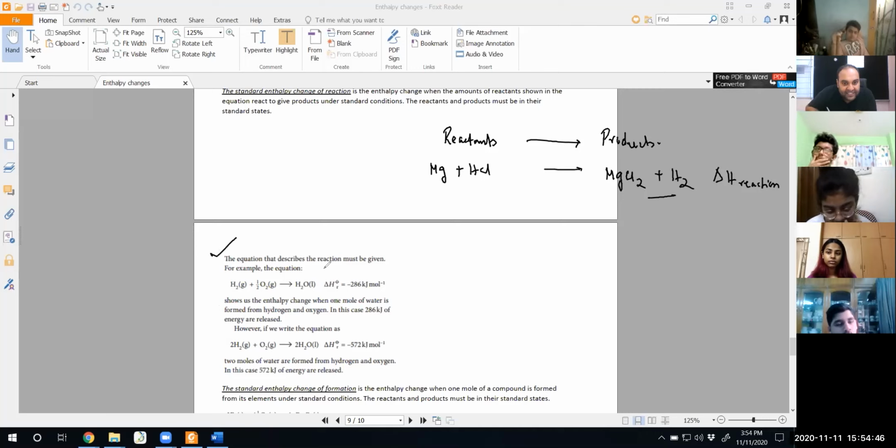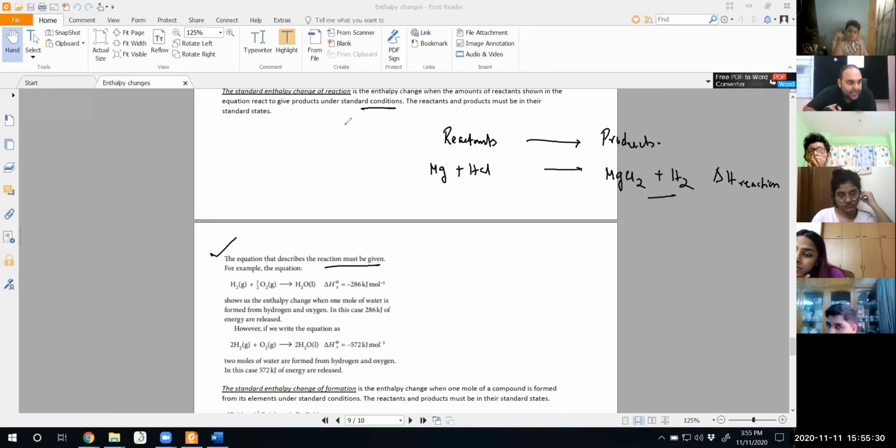The equation that describes a reaction must be given. So enthalpy of reaction is the enthalpy change when the amounts of reactants shown in the equation react to give products under standard conditions. What is standard conditions? It has to have a pressure of 1 atm. It has to have a temperature of 298 Kelvin or 25 degrees centigrade. And most importantly, they have to be in their standard state at room temperature and pressure.